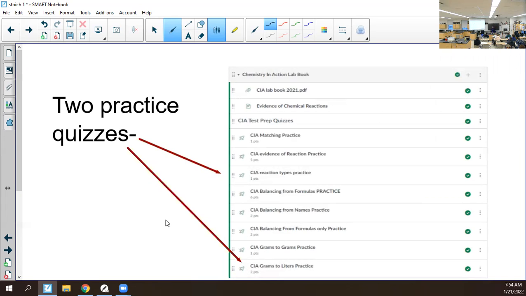Okay, to find them, they're in the Chemistry in Action lab book module. The grams to liters is the very bottom one. And then reaction type practice just says CIA reaction type practice. Okay, take a few minutes and we'll just enjoy life.